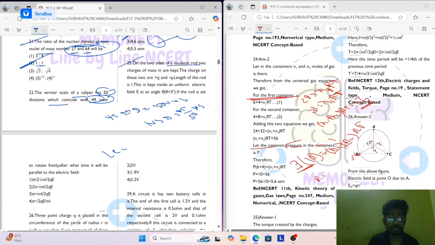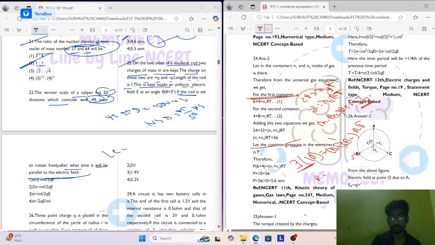On the two sides of an insulator rod, two charged masses are kept. The charges on the two are plus q and minus q. The length of the rod is l. This is kept inside a uniform electric field E at an angle theta less than 5 degrees, meaning sin theta equals theta, tan theta equals theta, cos theta equals 1. After what time will it be parallel to the electric field?